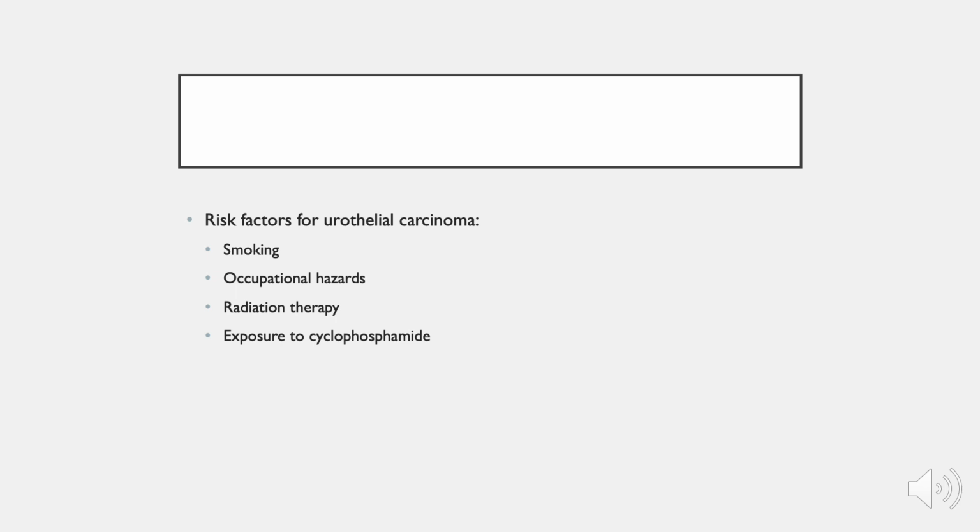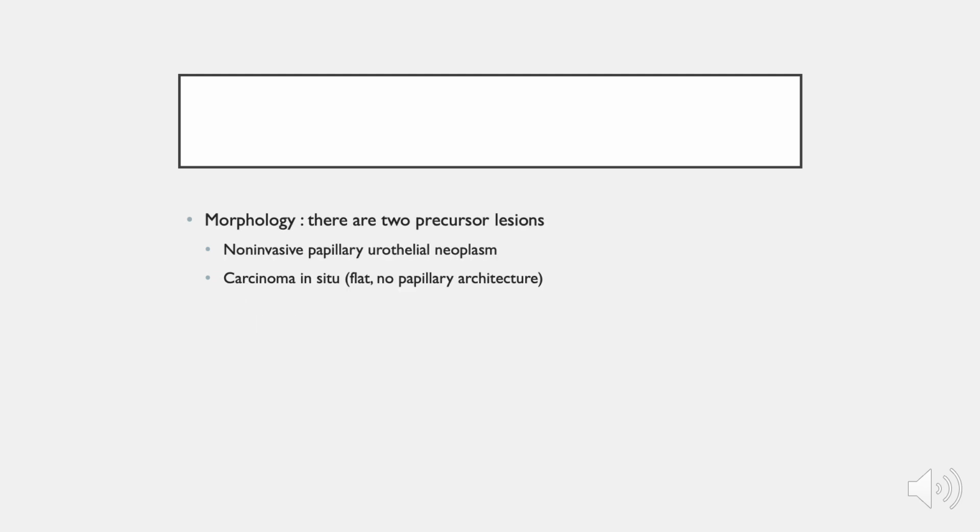Risk factors for urothelial carcinoma include smoking, occupational hazards such as exposure to dyes and benzene, radiation therapy, and exposure to cyclophosphamide. Cyclophosphamide is the same chemotherapeutic agent that causes hemorrhagic cystitis. Morphologically, there are two precursor lesions, meaning malignant lesions that are not invasive, that do not breach the basement membrane. These include non-invasive papillary urothelial neoplasia and carcinoma in situ, which is flat, not papillary, but also confined to the epithelium without invasion of the lamina propria.